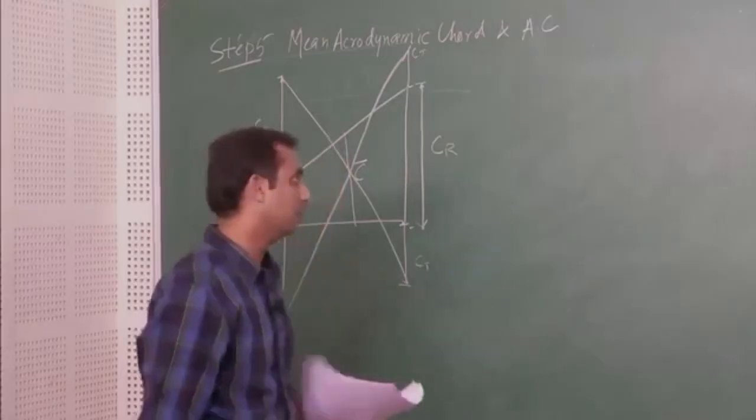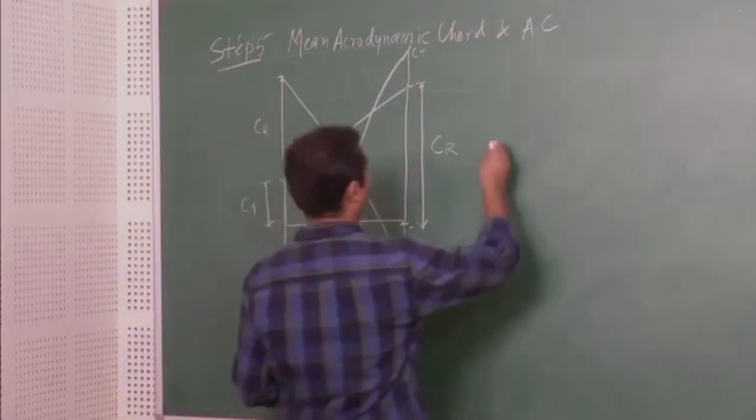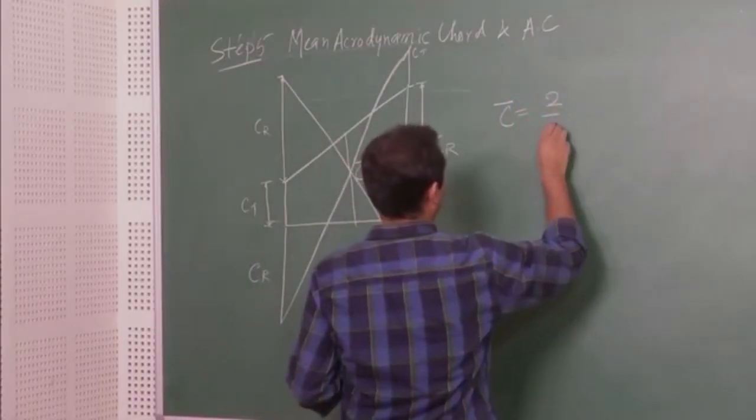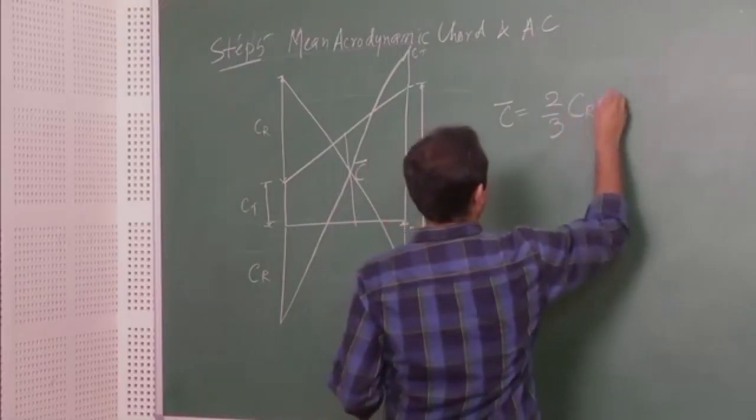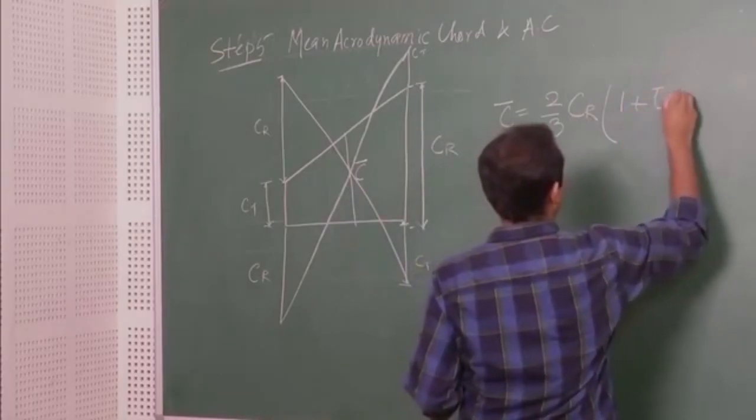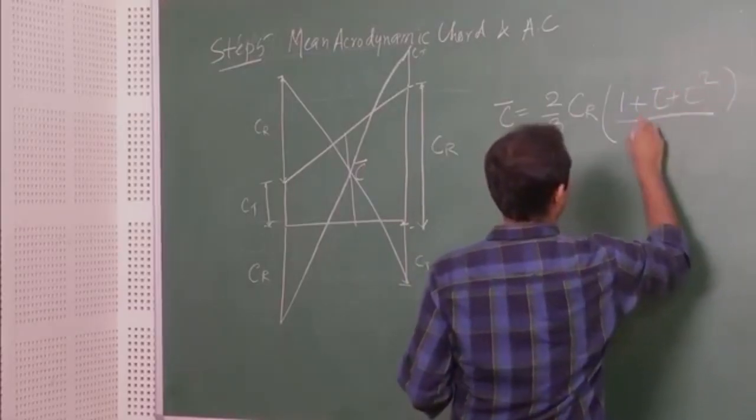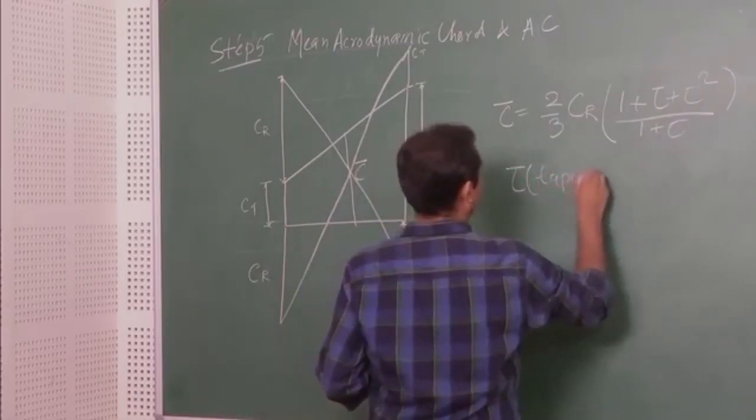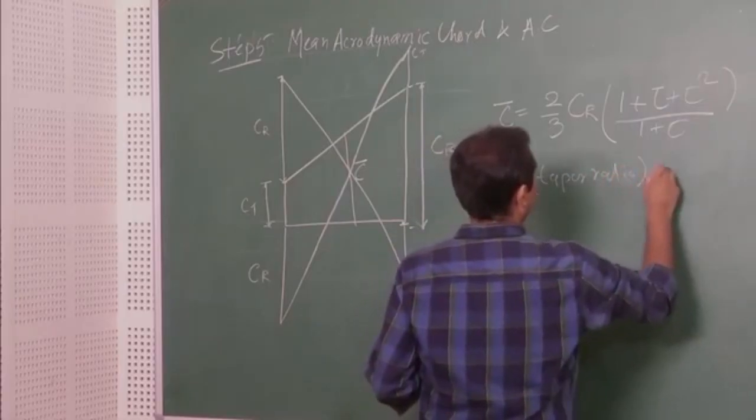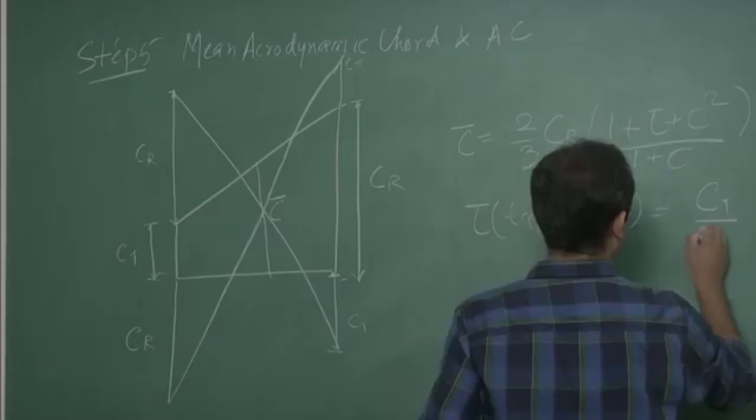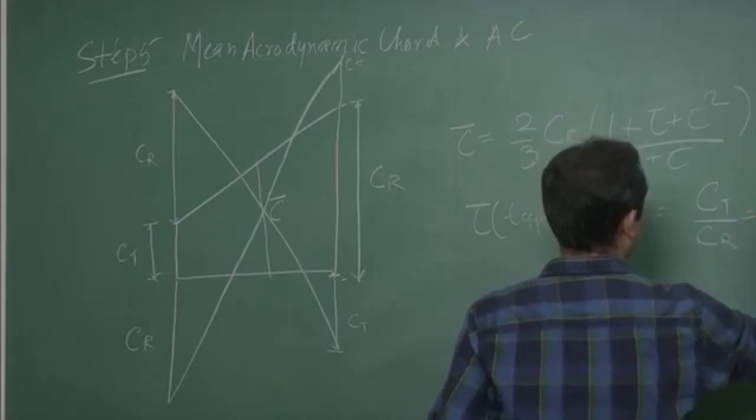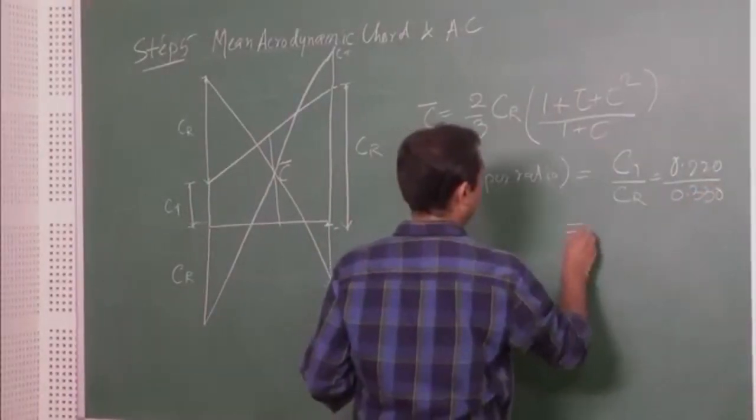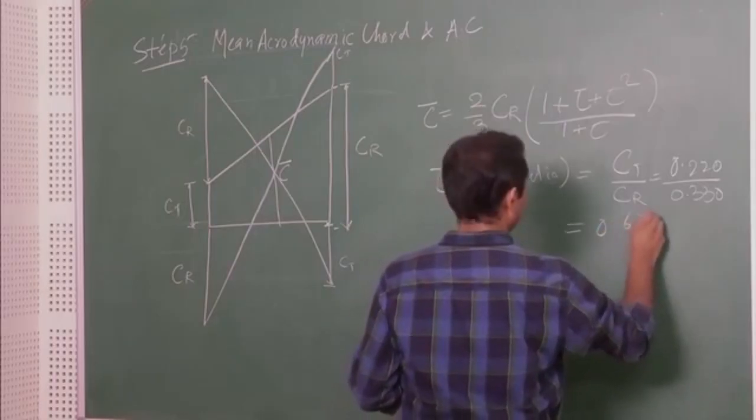This is the geometrical method, but in case you don't want to work with it, because sometimes the wings are too large and you cannot directly apply this, go for a mathematical formula, which is C mean, or mean aerodynamic chord, equals 2/3 root chord into 1 plus tau square divided by 1 plus tau, where tau is your taper ratio, that is ratio of tip chord to root chord. In our case it is 0.220 by 0.330, which will be about 0.67.